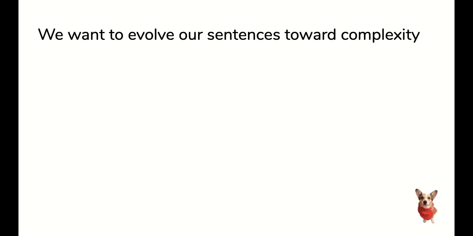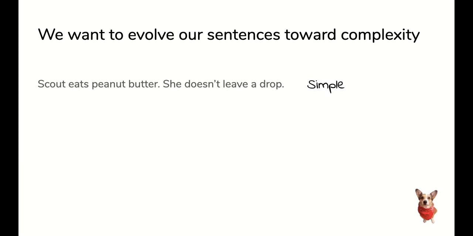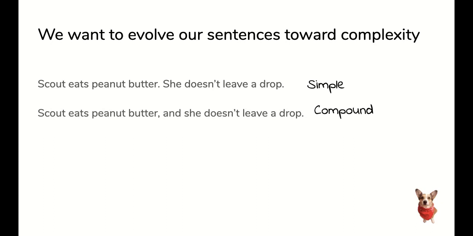So we've learned 3 sentences so far. Scout eats peanut butter. She doesn't leave a drop. That's an example of 2 simple sentences. An example of a compound sentence is putting those 2 sentences together and using the conjunction and, and don't forget your comma. Scout eats peanut butter, and she doesn't leave a drop.